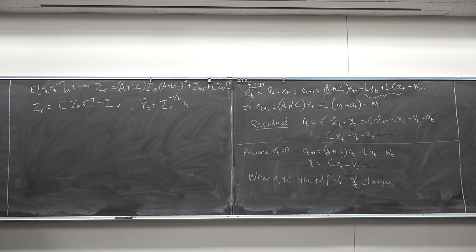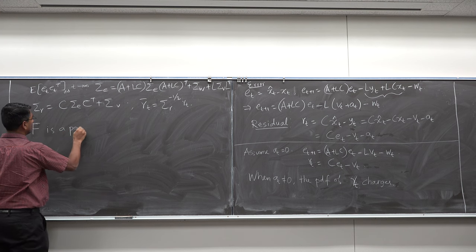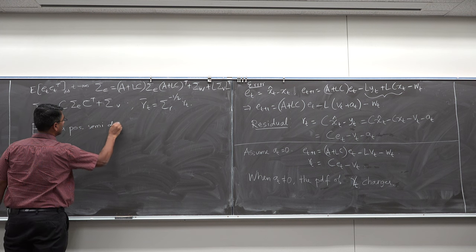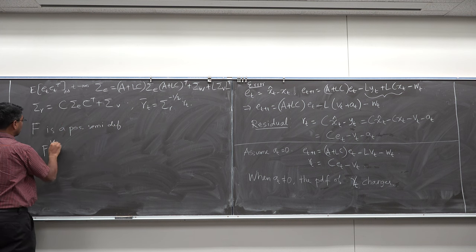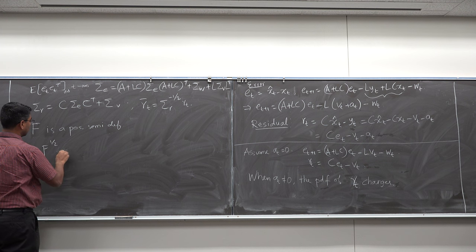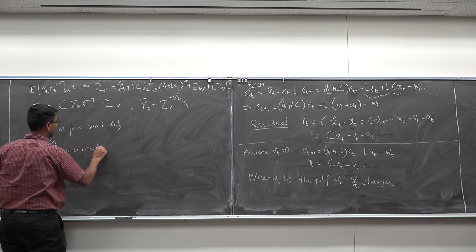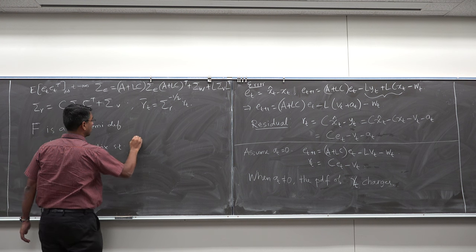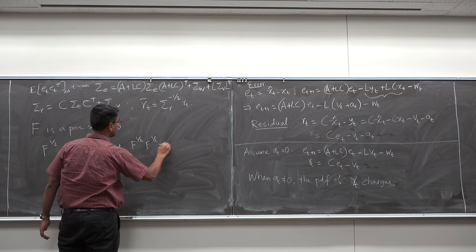I have to use a matrix A, B, C, L, K, they are all taken. D, no, I don't want to use D. Can you give me a notation? D, E, F, F. Have we used F? No, we are not using F right now. So F is a positive semi-definite matrix. Then F raised to half is a matrix such that F raised to half equals to F.